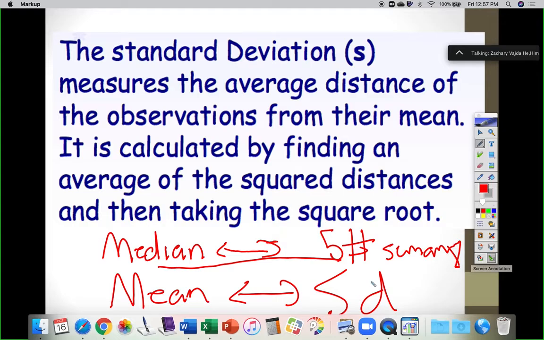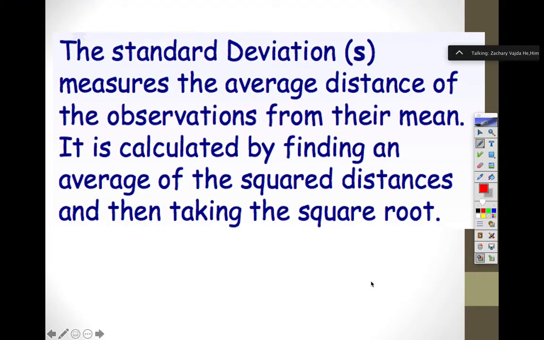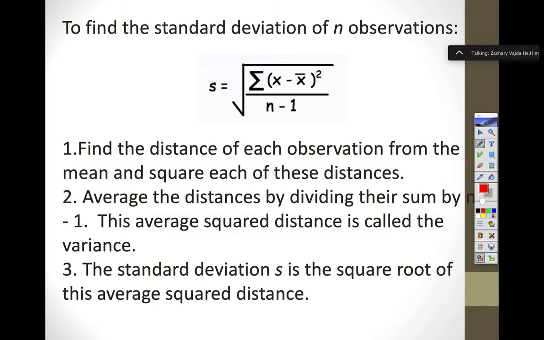So what is the standard deviation? It measures the average distance of observations from their mean. It does an average of all the gaps between the mean and the values. So I'm going to show you how it's calculated. It's a very confusing formula, but we're going to break it down very easy.